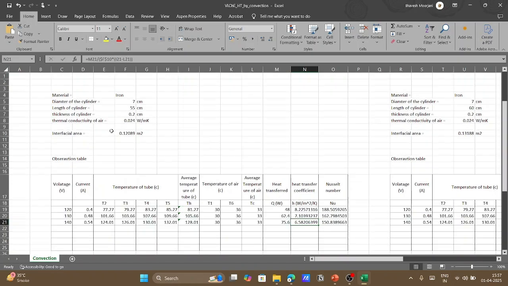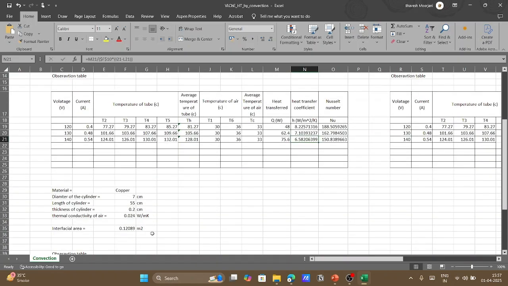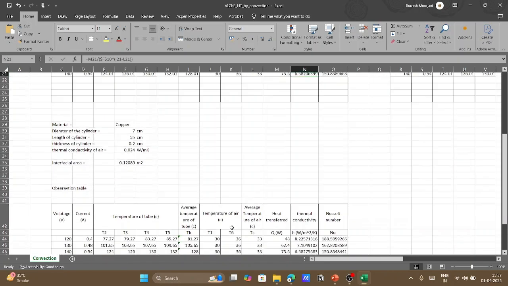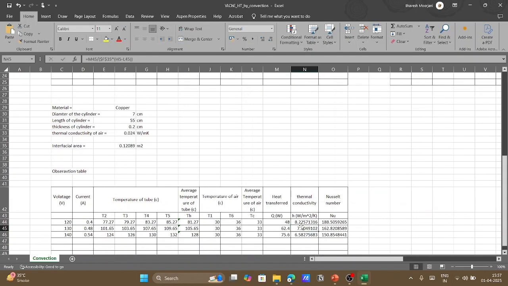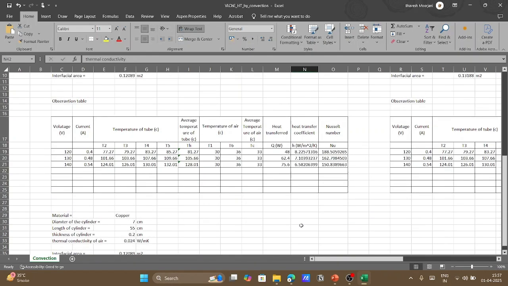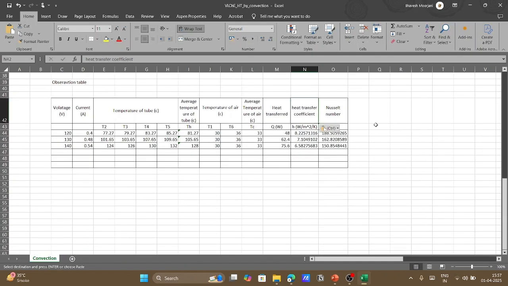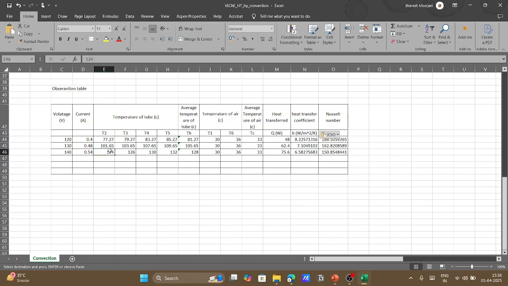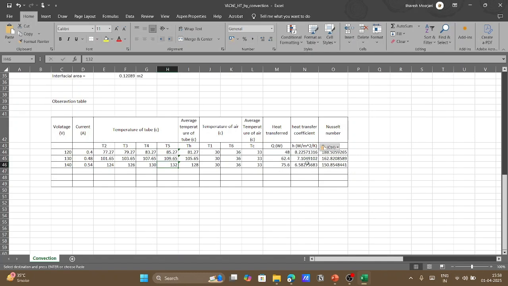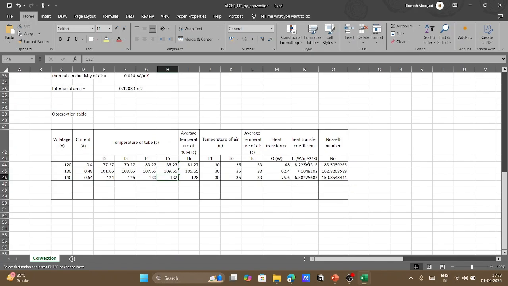You can do the same experiment with the same dimensions for the other material, and you will see there is not much difference in the heat transfer coefficient value, right? Since I said that it's a fluid property and it's a convective fluid, so this material should not affect it too much, unless the thermal conductivity of the cylinder is so low that it changes this T2 to T5 temperature significantly. In that case, you will notice the difference in the heat transfer coefficient.